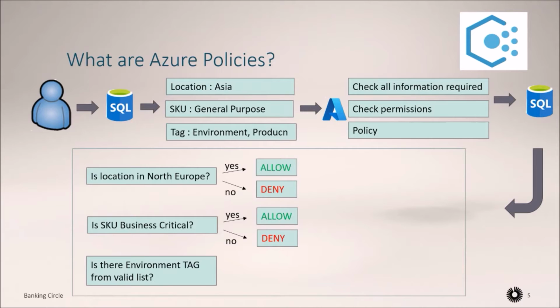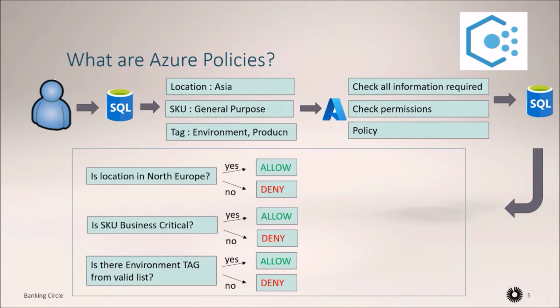Or if the tag called environment is missing, or if that tag doesn't have a value from the defined list, then again it will stop it. And if any of these rules fail, then Azure won't build your database. And this is what policies can give you.